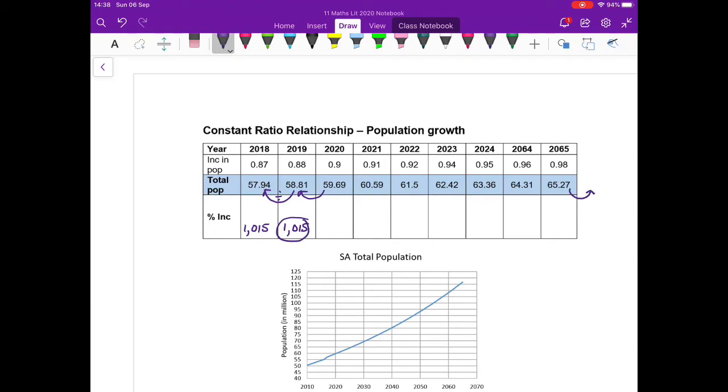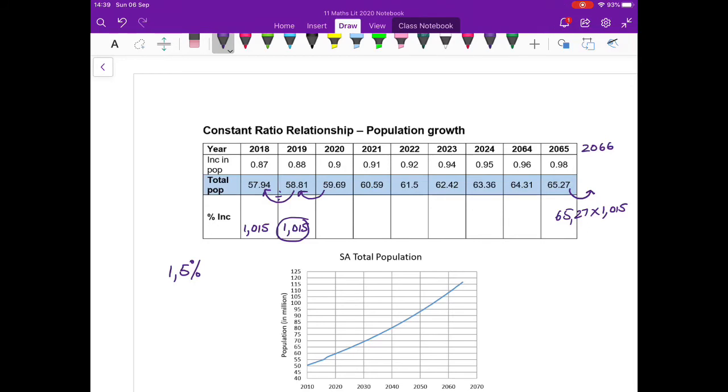So if I wanted to find the population in 2066, I would take 65.27 million, and I would multiply by 1.015, and then I would get the value in 2066. This, in actual fact, is a 1.5% increase. So over the past few years, the average population increase in South Africa has been 1.5%.